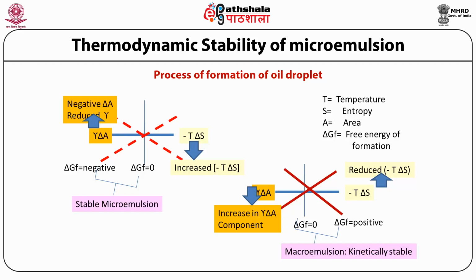In another case, if gamma delta A, that is surface tension into delta A, is increased and entropy change is reduced, in that case we obtain delta GF from that equation as a positive value, which means macroemulsion formation, and which is kinetically stable.